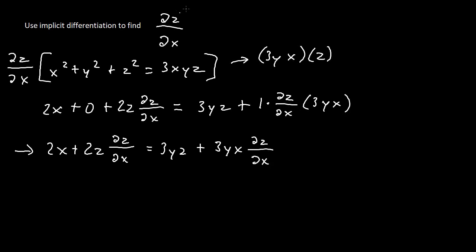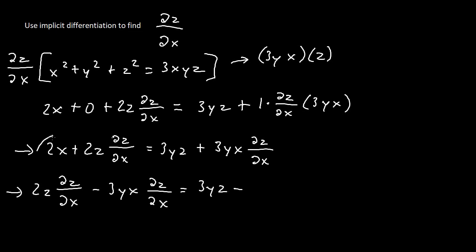Now, in order to find the partial derivative of z with respect to x, I must find a way to isolate that variable. So I'm going to subtract 2x to the other side, and I'm also going to subtract this term to the other side as well. So we get 2z times the partial derivative of z. Now when I subtract this term over, we'll get minus 3yx times the partial derivative of z equals 3yz minus that 2x term.